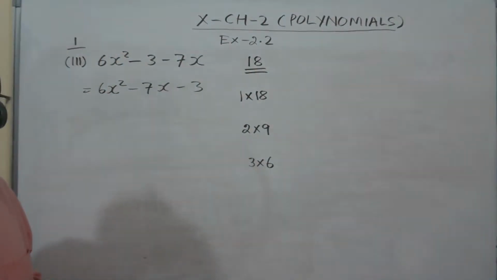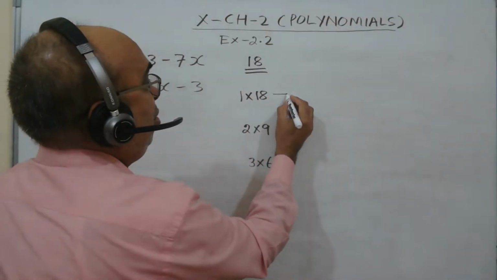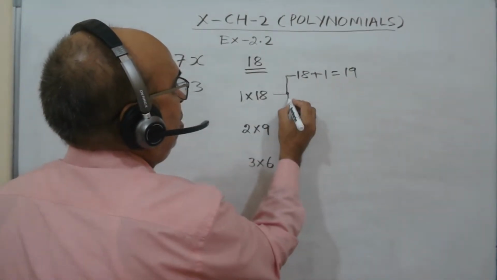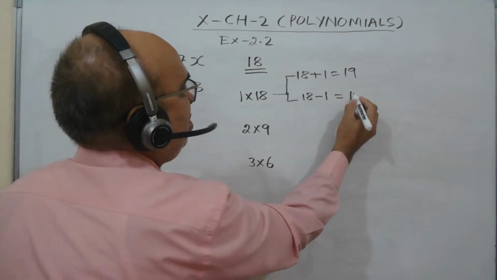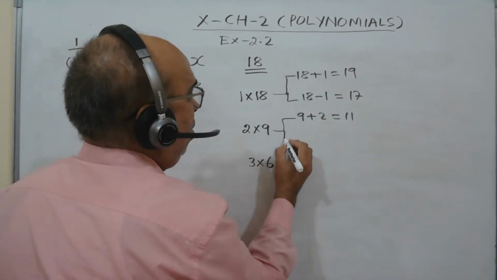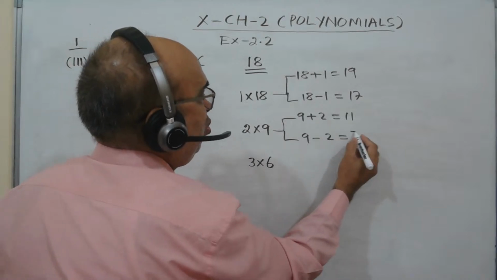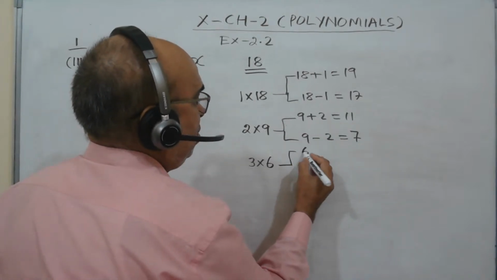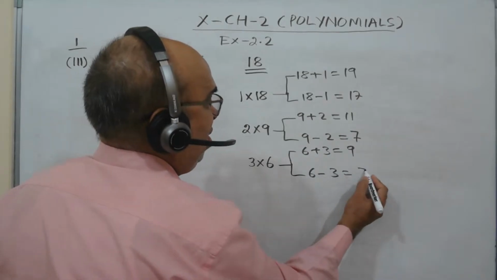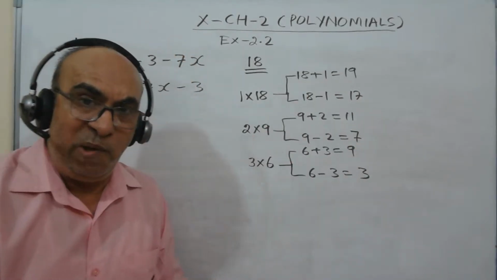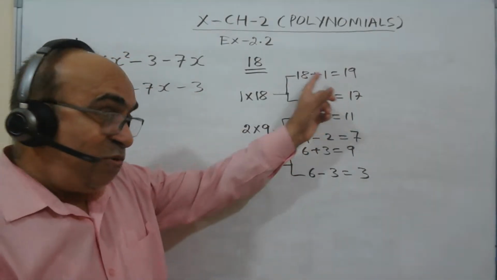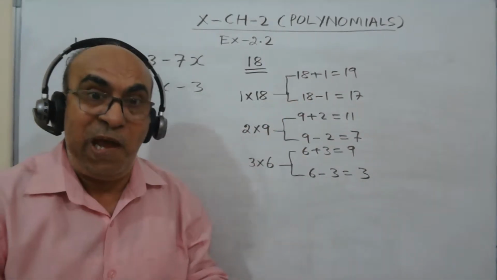See, I am telling you in detail. Here we will write 18 plus 1 is 19, 18 minus 1 is 17, 9 plus 2 is 11, 9 minus 2 is 7, 6 plus 3 is 9, 6 minus 3 is 3. I am writing in detail because these pairs will come to our brain and we will calculate like this which pair we have to use.